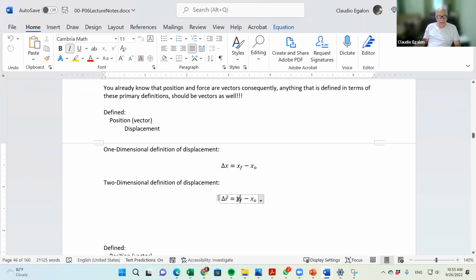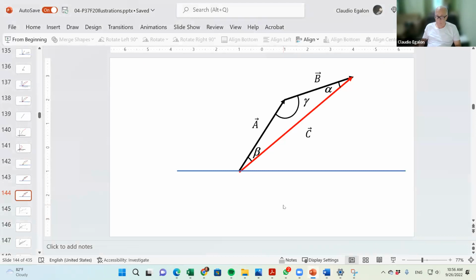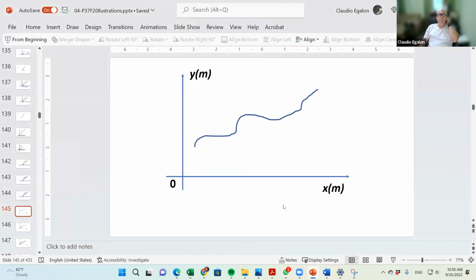Okay. And here, what you're going to have is the final position, RF, minus the initial position. I'm going to illustrate that in PowerPoint, how it looks. It's 1056. Let's see here. Okay, so here you go.